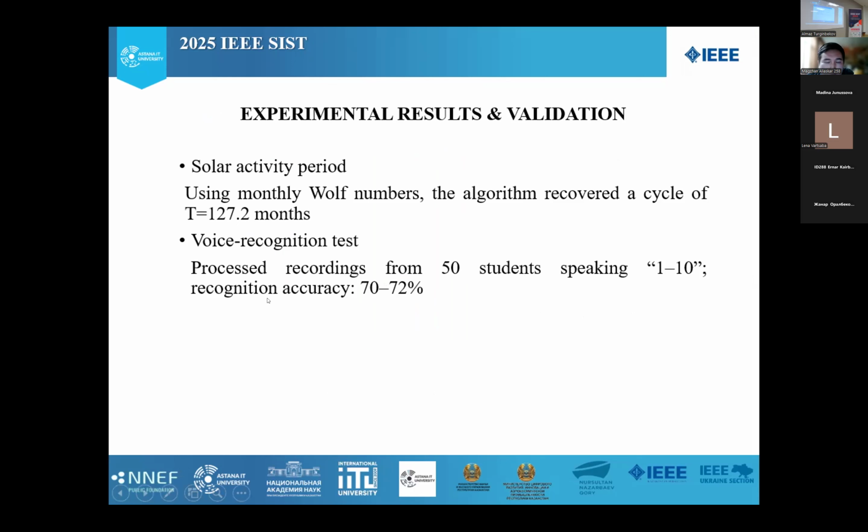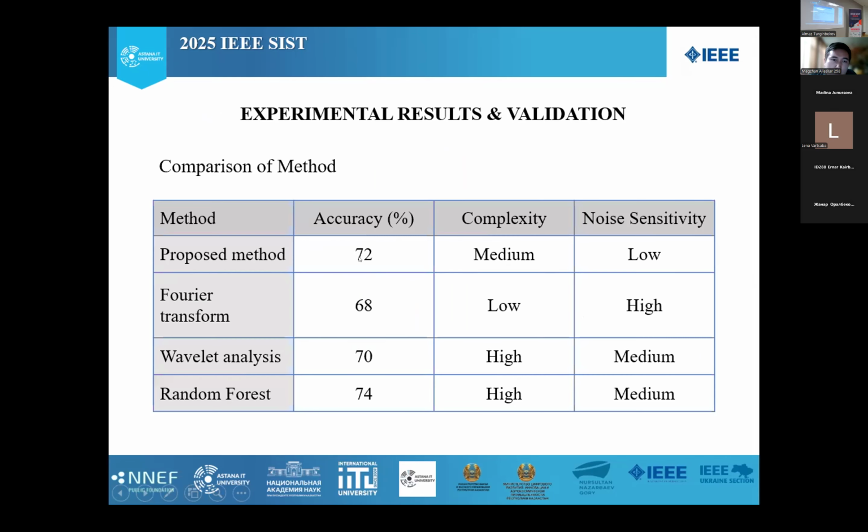Results: the proposed method's accuracy is 72%, the Fourier transform 68%, the wavelet analyzer 70%, and random forest 74%. And you can see complexity and noise sensitivity. Our approach strikes a balance of competitive accuracy, moderate computational cost, and strong robustness to noise.